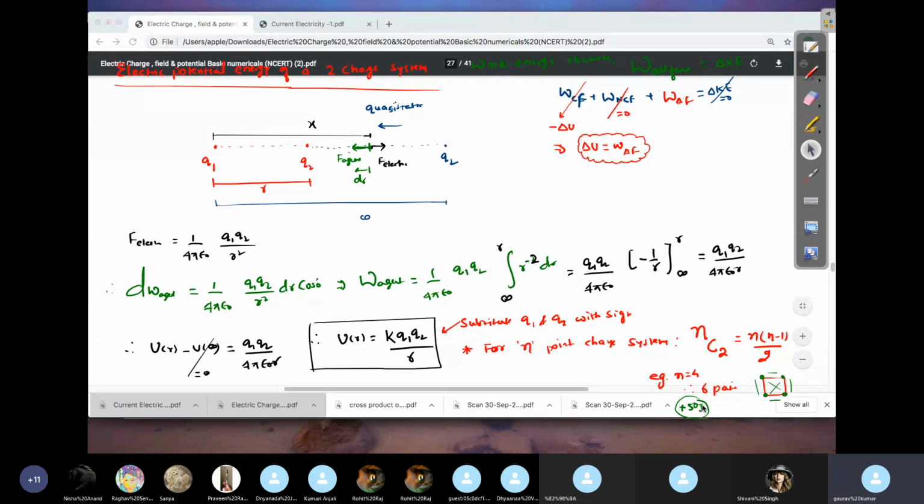Let's say this energy comes out to be 50 joules. So how much energy do you need to supply in order to make these charges go to infinite separation? The answer will be minus 50 joules.